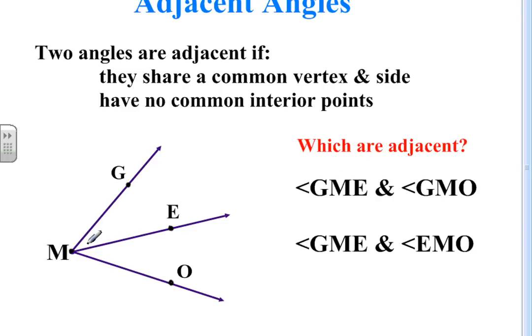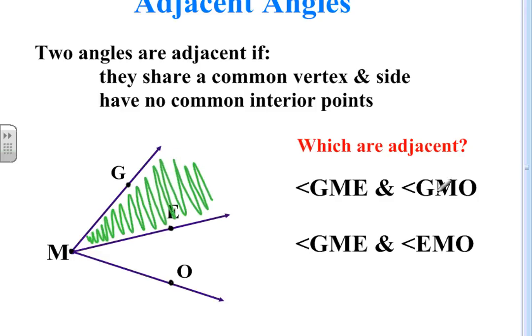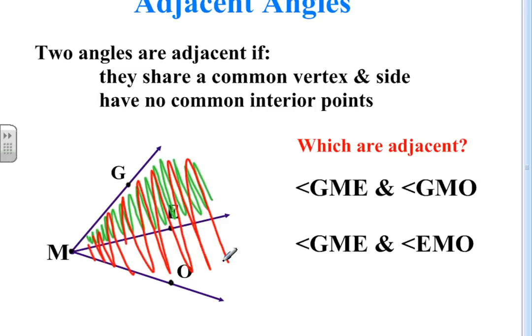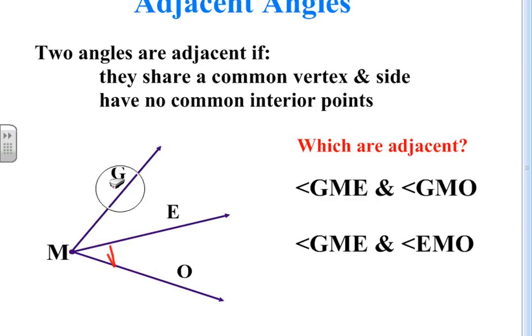GME is this angle here, and I'm going to shade in green the interior points. GMO is this angle here, and we'll shade in the interior points. Now, they in fact do have a common vertex. The common vertex is M. They share a side. The side that they share is MG. Do they have common interior points? Yes, they do. You can see in this area here, their common interior points are overlapping, and that's not okay for adjacent angles. So the first choice that they gave us could not be adjacent angles.